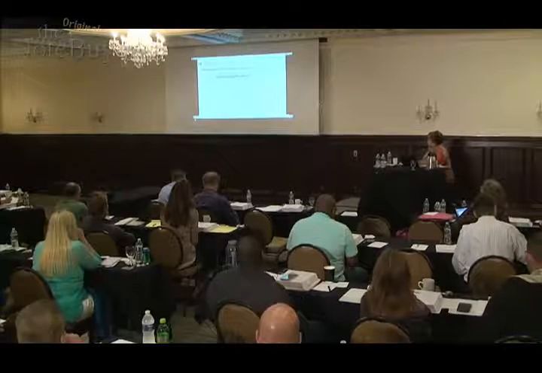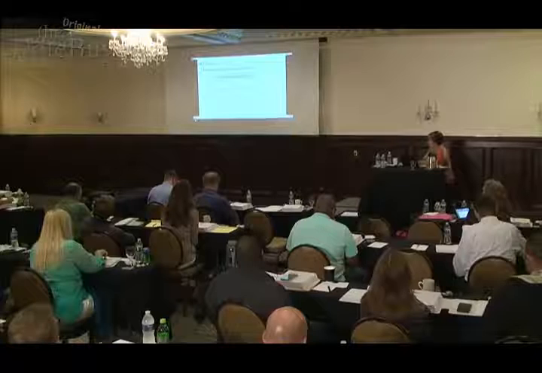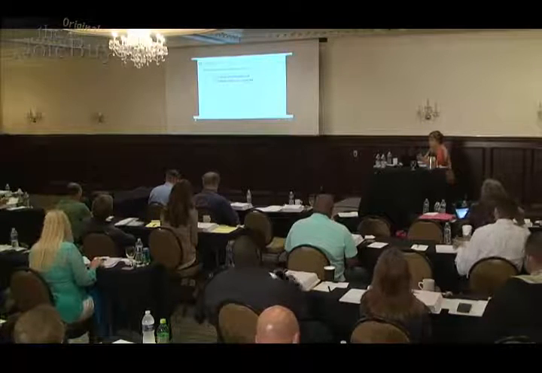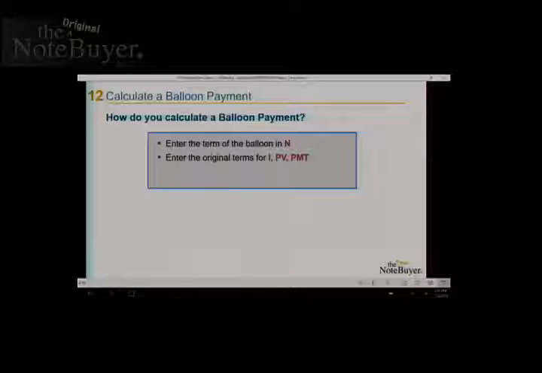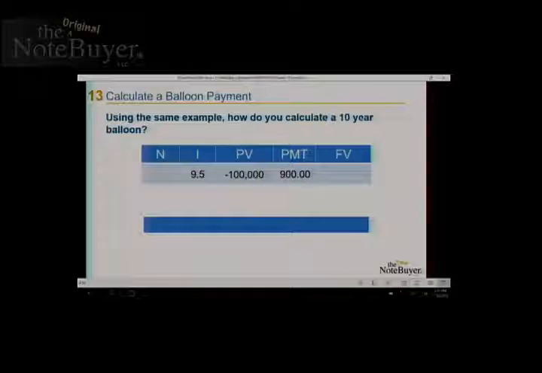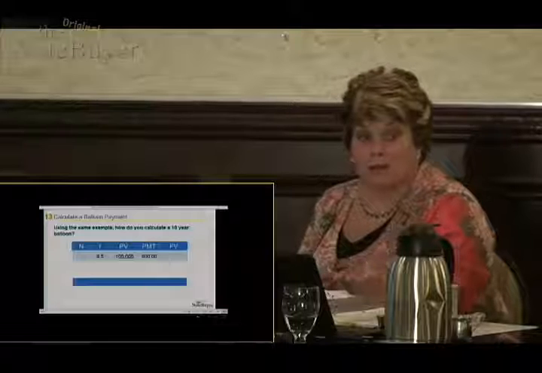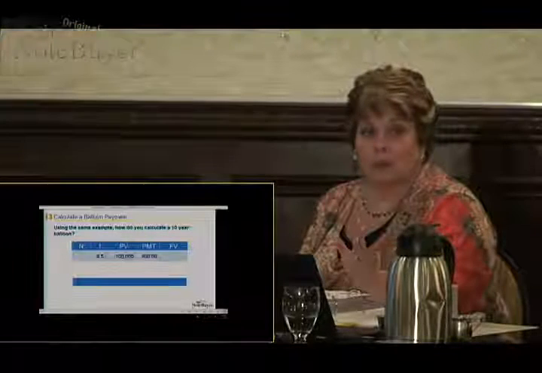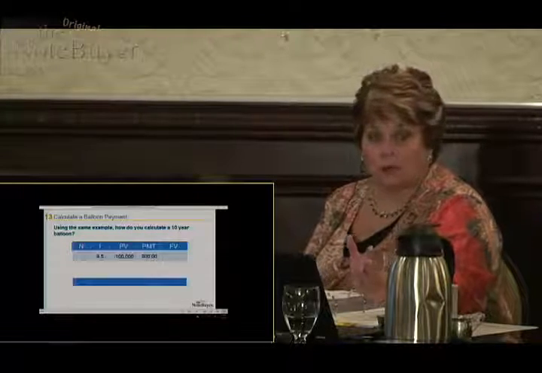So you're going to enter the term of the balloon into N, enter the original terms, the interest rate, the amount of the original loan, which would be present value, and the payment. And then you solve for FV. So in the same example, how do you calculate a 10-year balloon? If you think about it, a 10-year balloon is simply what's the current balance after 120 payments. Same thing. So you're using that same exact process as if you're calculating a current balance.